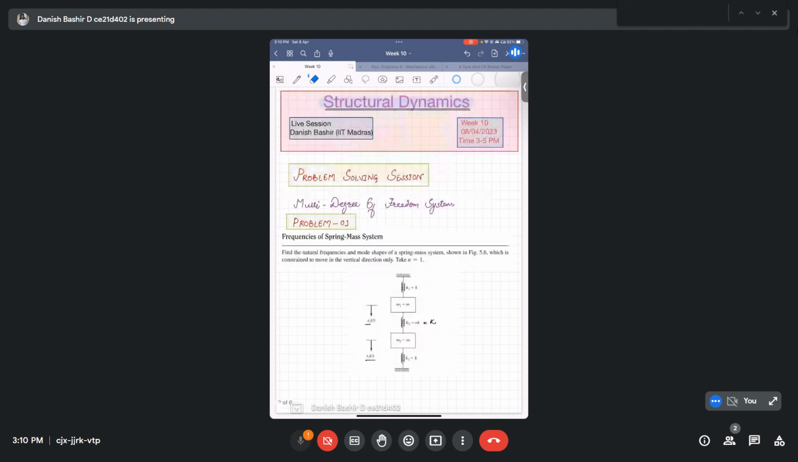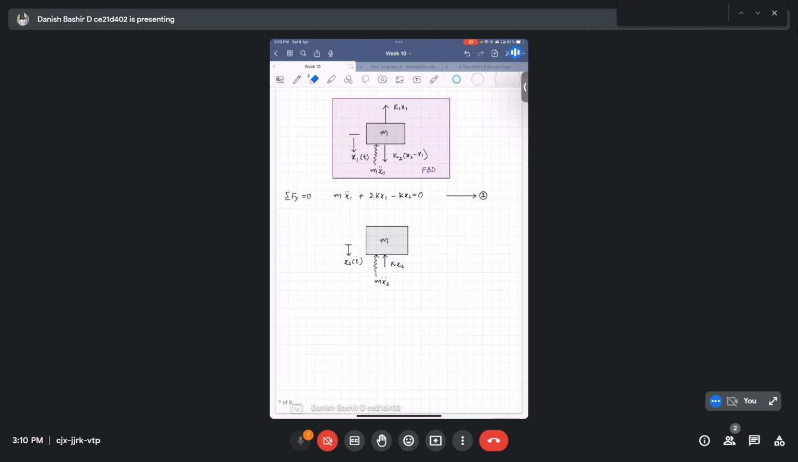So at this point, this spring will be elongated. When it gets elongated, it will give a restoring force like this. So this and this will be balanced. It will be k2 times (x2 minus x1), and this will be m.